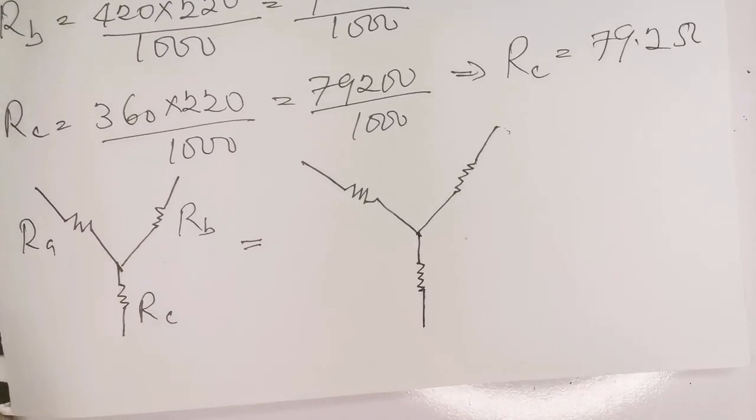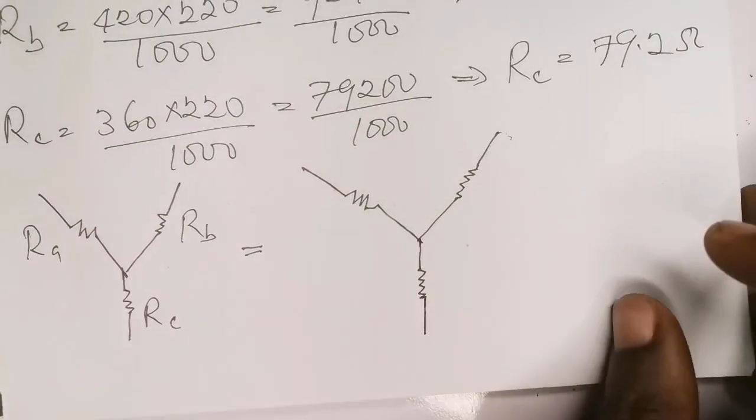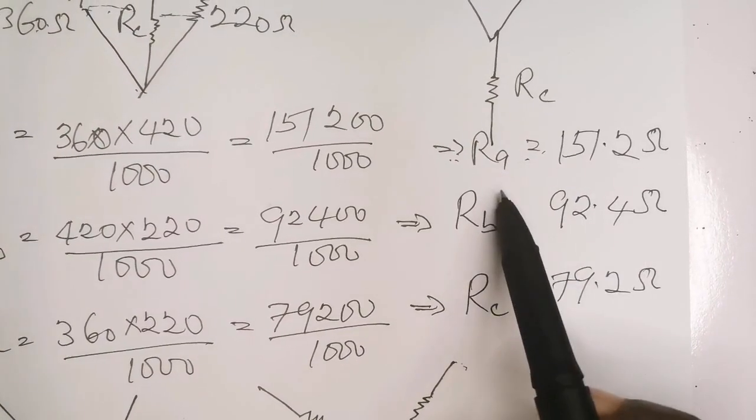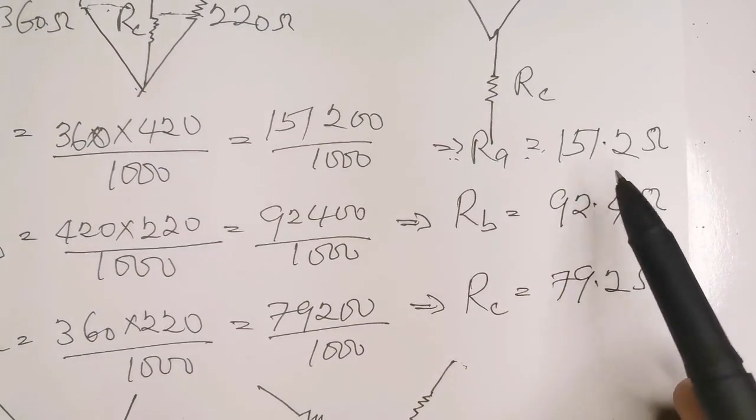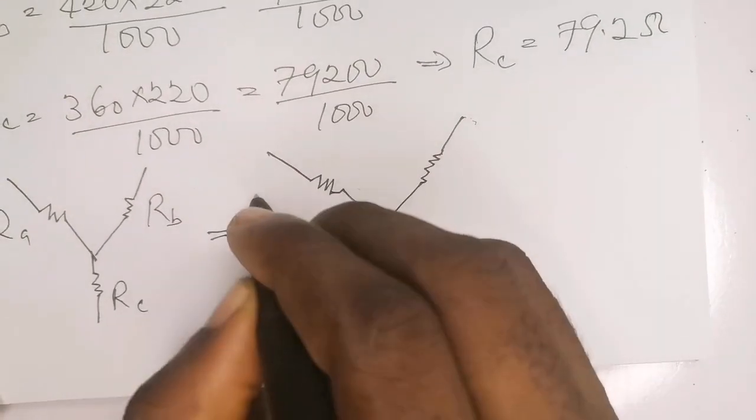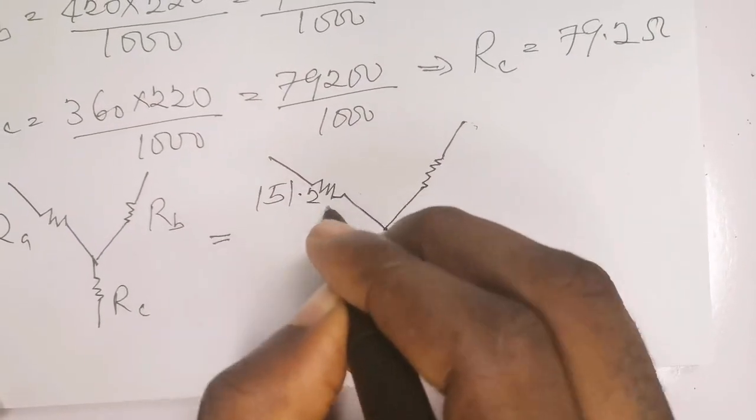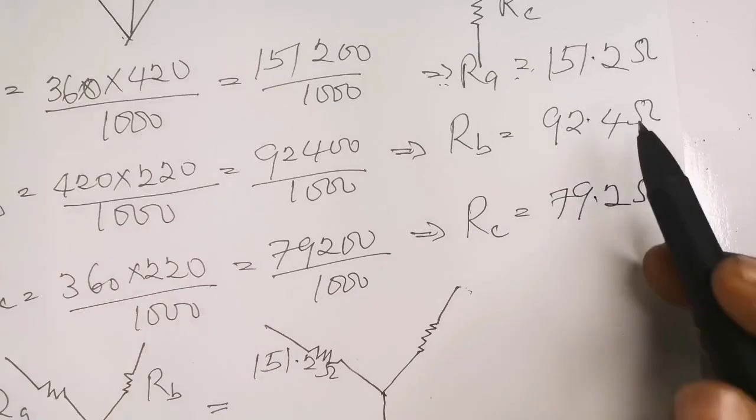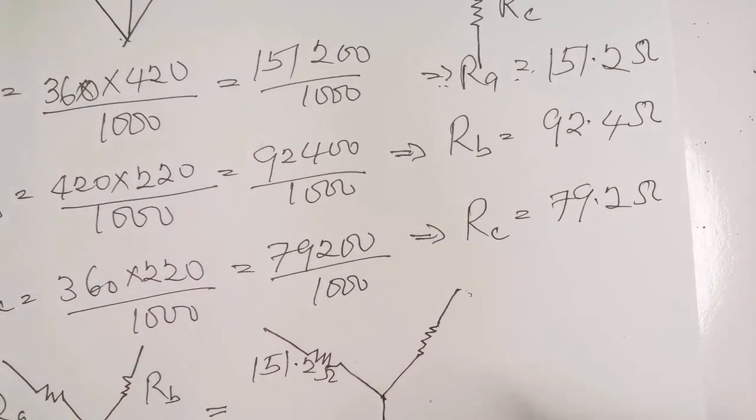Alright. Now we found RA earlier. Let's fall back to our calculation. We found RA earlier as 151.2. So we fall back to the diagram. RA is 151.2 ohms. We found RB as 92.4, and this is RB.